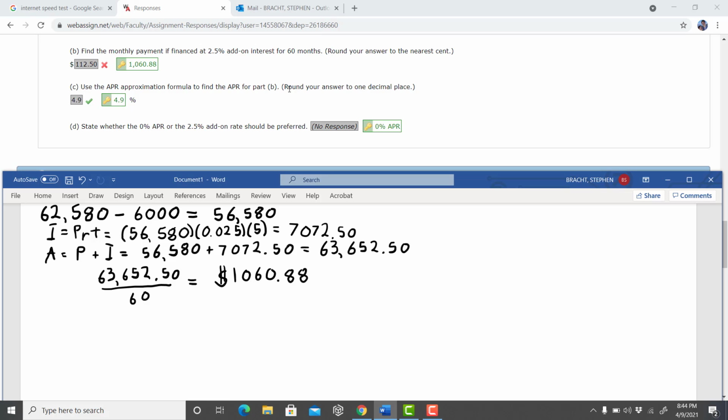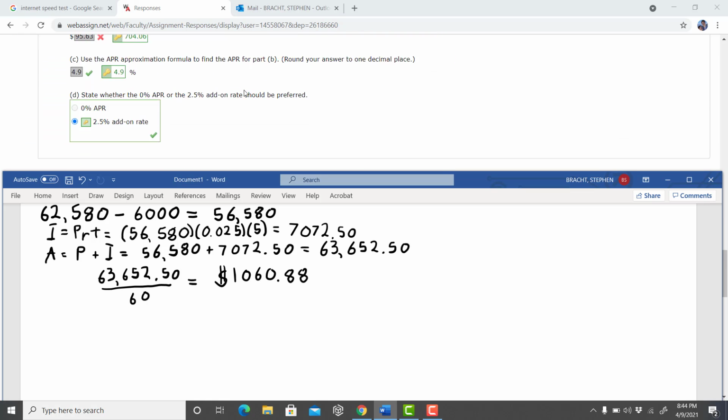So the 0% APR total is a little bit less. That's still a better deal, even though you're foregoing the $6,000 rebate. It's because the amount of interest you're paying is more than $6,000, it's just over $7,000. So that's how you would approach that part of the problem.